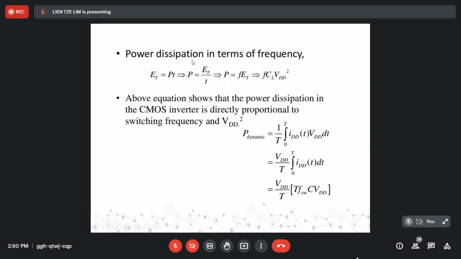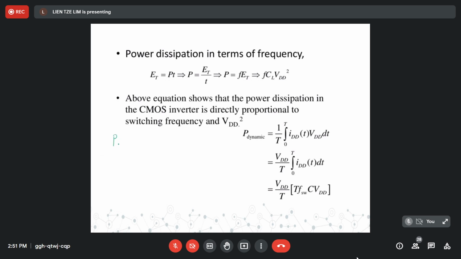Power dissipation in terms of frequency is written as ET equals F CL VDD square. This is for the NMOS. The above equations show that the power dissipation in the CMOS inverter is directly proportional to the switching frequency and VDD square.